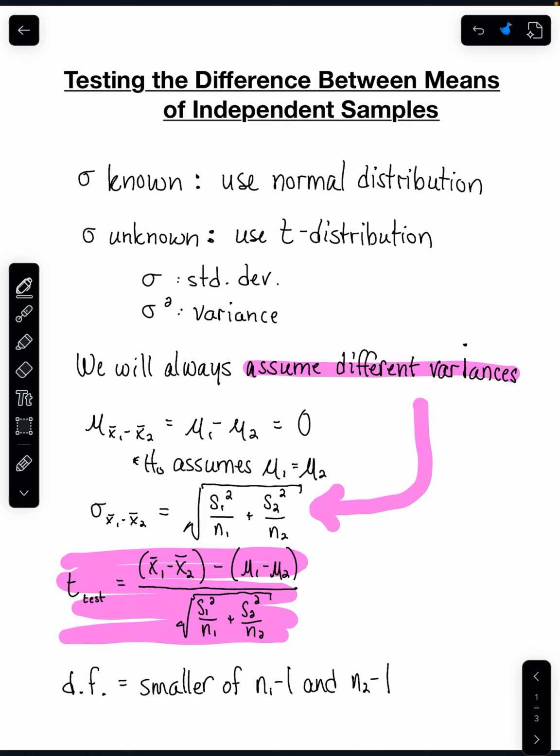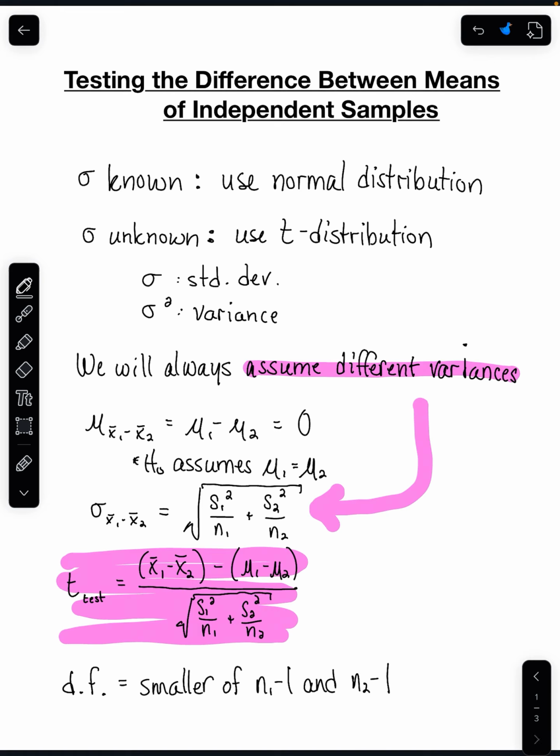So we are going to err on the side of caution and use a conservative estimate for degrees of freedom, which will then give us a lesser chance of committing that type 1 error by giving us larger p-values. So our degrees of freedom is going to be the smaller of n sub 1 minus 1 and n sub 2 minus 1.